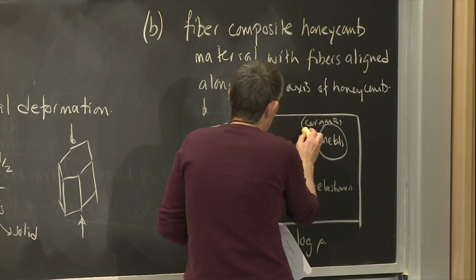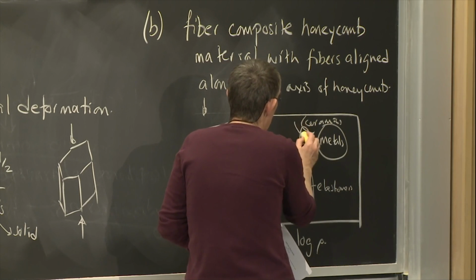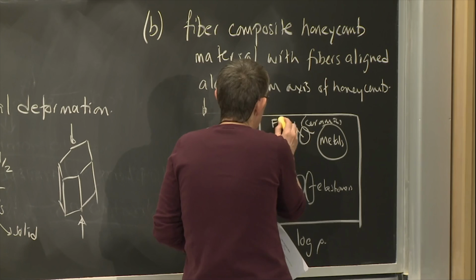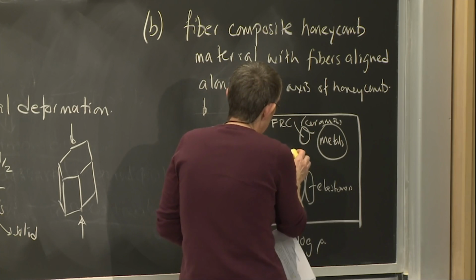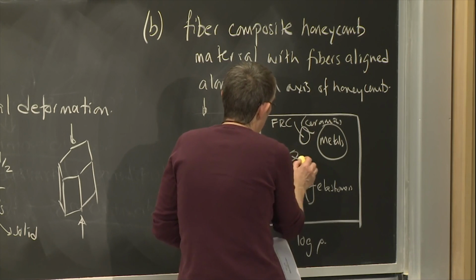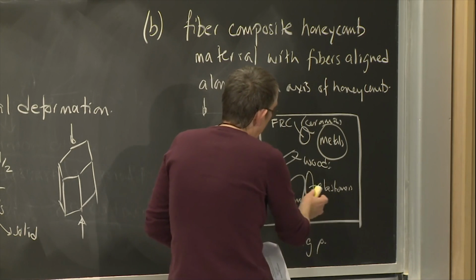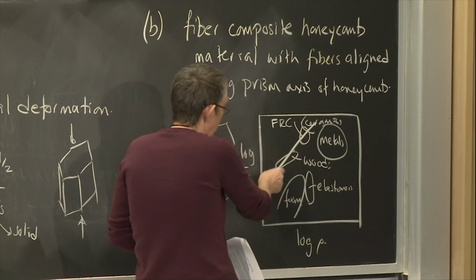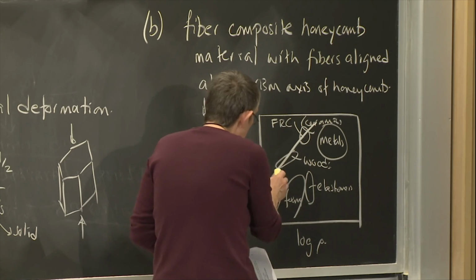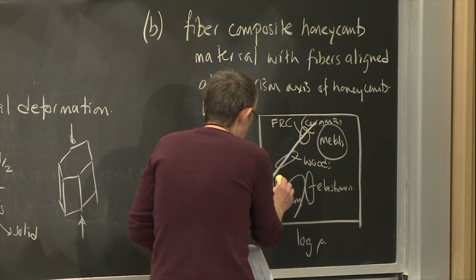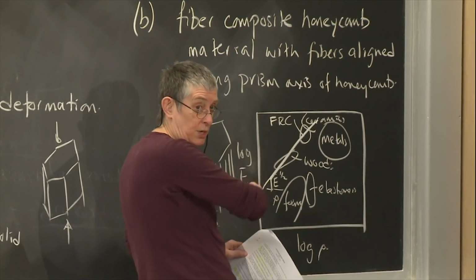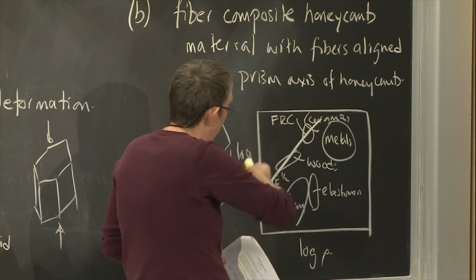And then I can't remember exactly where composites were, but the composites were around about here. I'll just say FRC for fiber reinforced composites, and I think woods were kind of in here, something like that. And then we had our performance index, right? Remember there was a performance index, and the slope of that was E to the 1/2 over rho. So every point on that line had the same value of E to the 1/2 over rho.